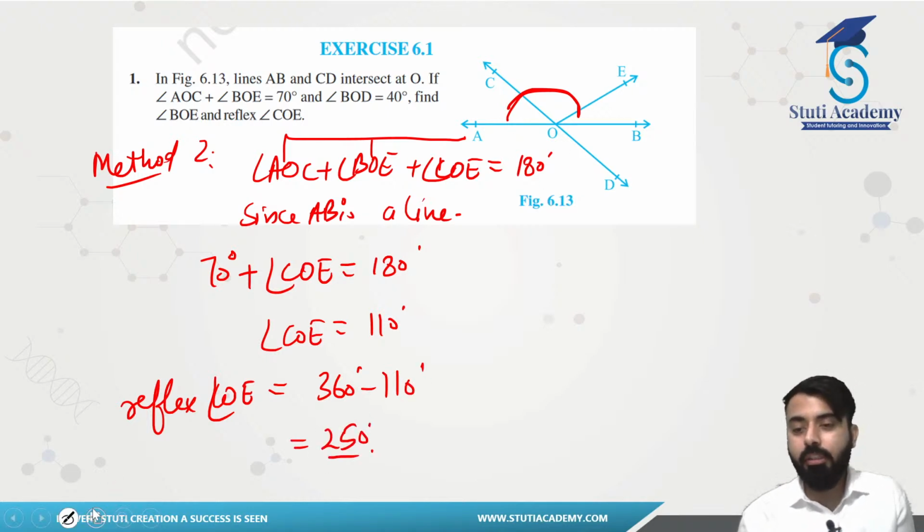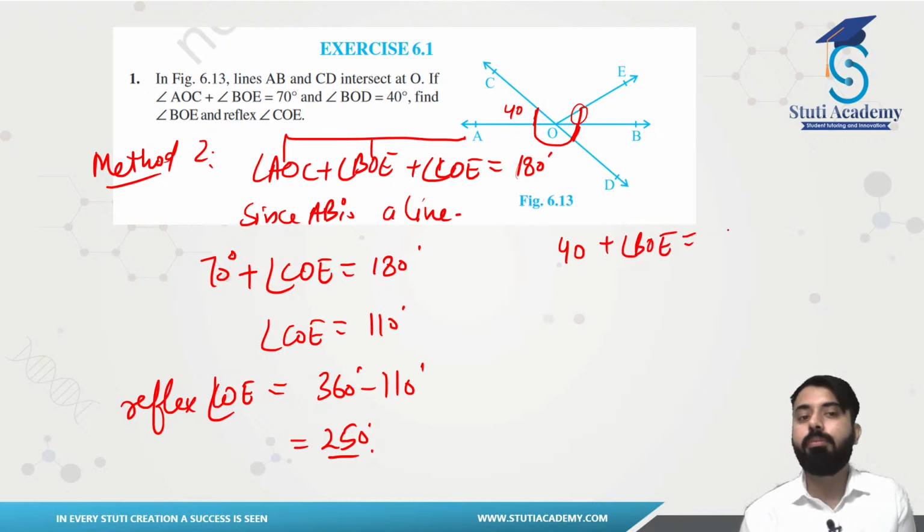So I have the reflex angle now. It is 250 degrees. Now we have to find out angle BOE. So we know this one. I know this angle. Now I can use vertically opposite angles here. So we can just find out this remaining angle by subtracting it from 250. So this will be 40 and we can use that one. So 40 plus angle BOE equals your 70. So angle BOE will be 30 degrees.